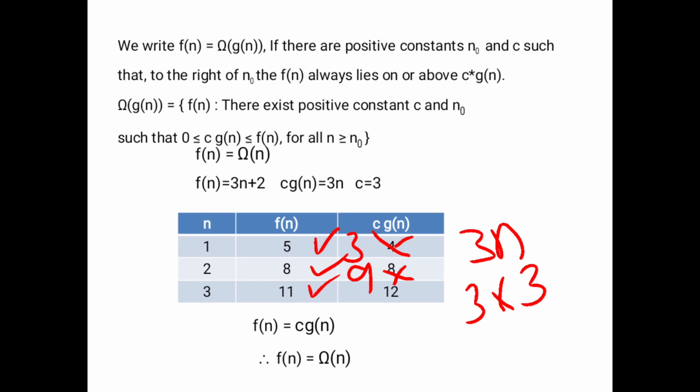So actually what is the value here? 3 into 3 is 9, but here 2 into 3 is 6 only. Yes, so here is a mistake. 3 into 2 is 6. So the value is 3, and 3 into 3 is 9. So the values of c g equal 3, 6, 9. So is it correct or not?